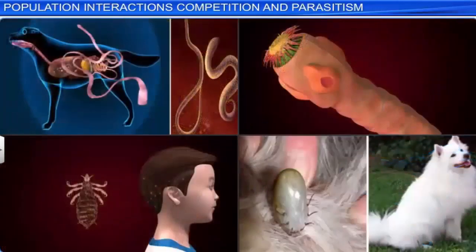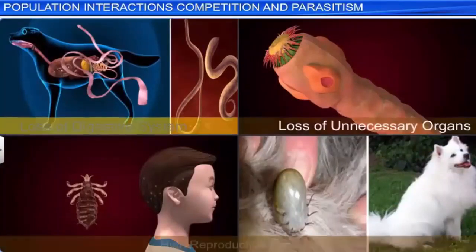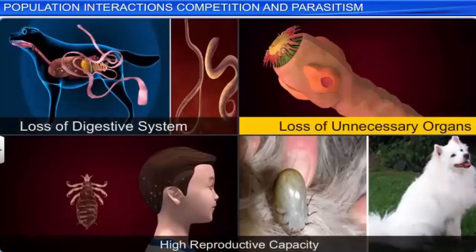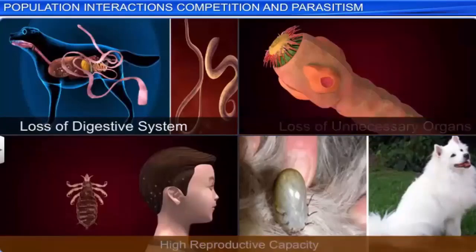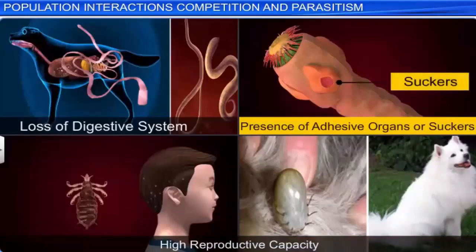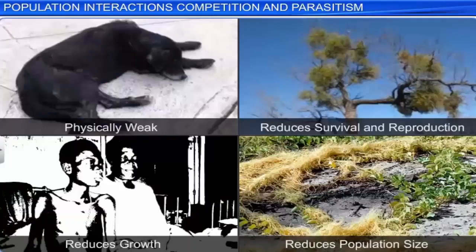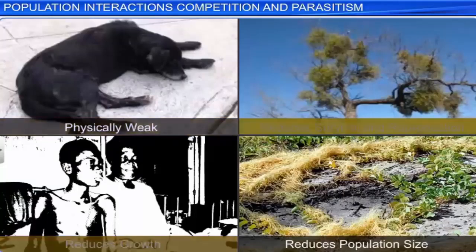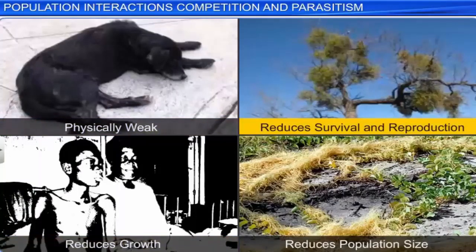Since parasites are partially or totally dependent on a host, they have developed special adaptations such as the loss of a digestive system and other unnecessary sense organs such as eyes, a high reproductive capacity, and the presence of adhesive organs or suckers to hold on to the host. Studies show that a large number of parasites are detrimental to their hosts as they make them more susceptible to predation by making them physically weak, reduce their growth, survival, reproduction, as well as reduce the size of their population.